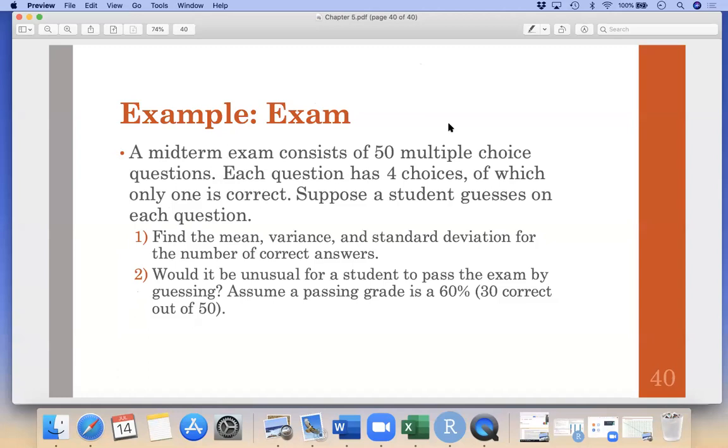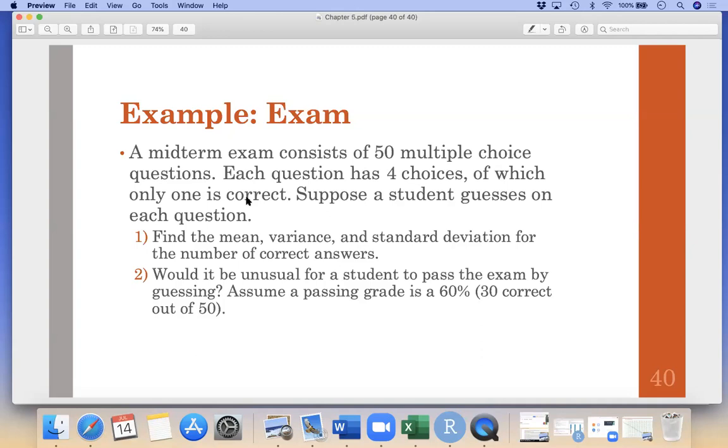This is another example, but with different values. It is about an exam. It says a midterm exam consists of 50 multiple choice questions. So according to the question, what is our n? It's 50. Then each question has 4 choices, of which only one is correct. So what is the success probability? It's 1/4, because out of 4 choices we have only one correct answer. So the probability of success in each trial is 0.25. So you know p is 0.25, n is 50.